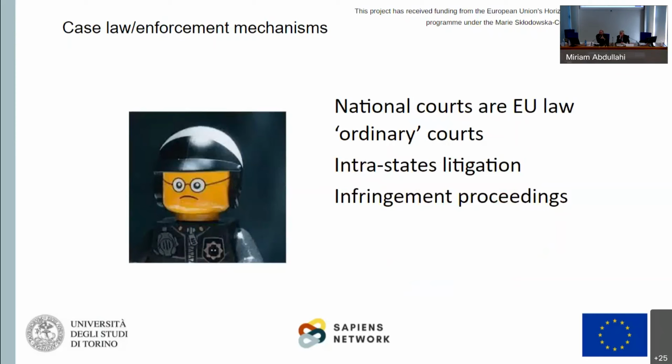GPA, yes, there is no discrimination in the GPA. There are procedures in the GPA. By the way, EU rules are aligned, or are supposed to be aligned, with the GPA.